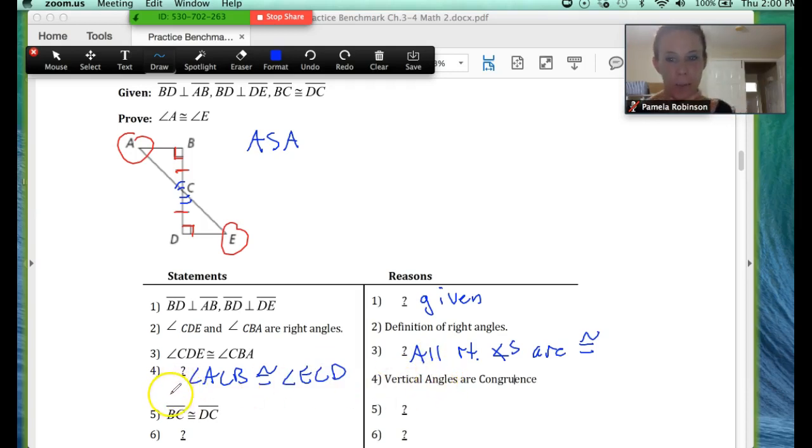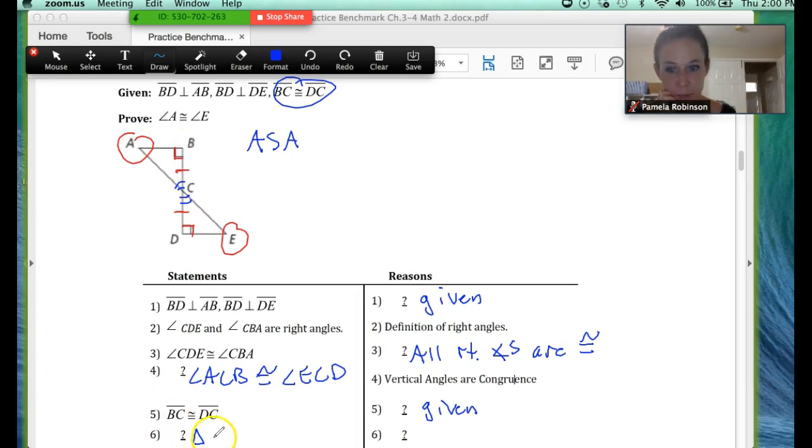All right, then we go BC is congruent to DC. Well, that was given to us. Just remember that was given. Okay, so now look, I've got angle, side, angle. The last step right here, I'm going to write, well, my triangles are congruent.